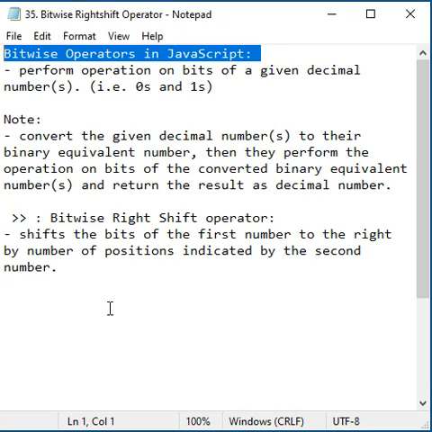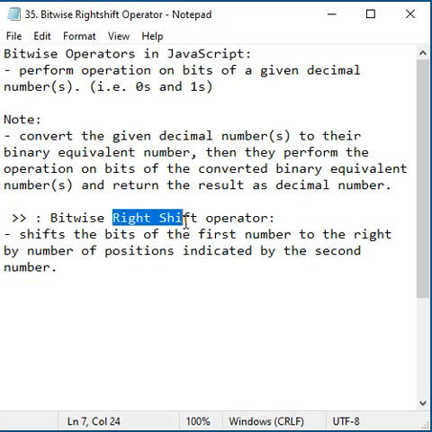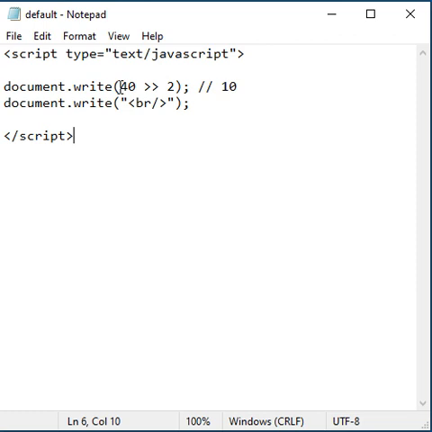Hello friends, in this video I would like to discuss the bitwise right shift operator. A pair of greater than symbols indicates the bitwise right shift operator. The right shift operator shifts the bits of the first number to the right by the number of positions indicated by the second number. For example, if I say document.write 40 right shift by 2, we get 10.